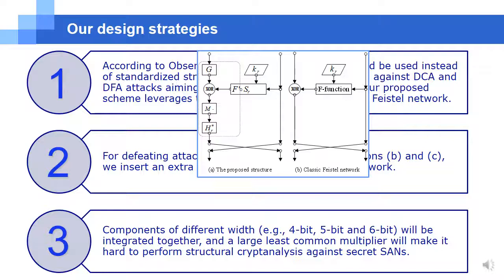The third design strategy is that components of different widths, such as 4-bit, 5-bit, and 6-bit, will be integrated together, and a large least common multiple will make it hard to perform structural cryptanalysis against secret substitution-affine networks.